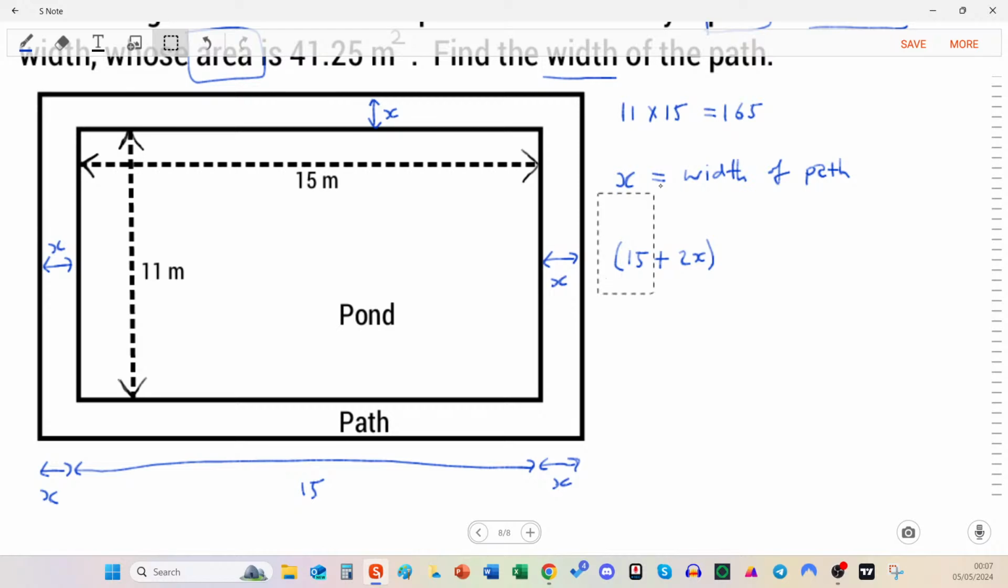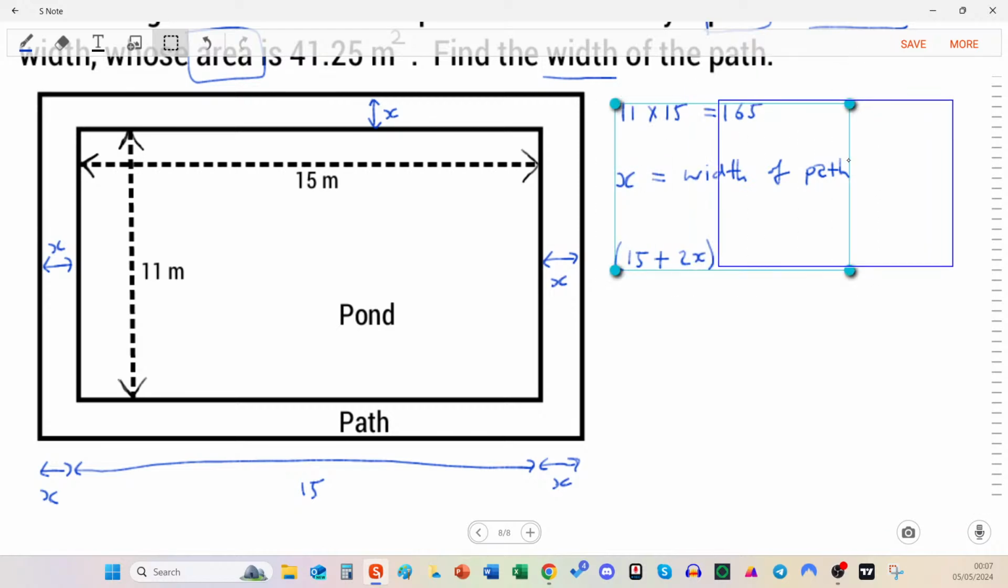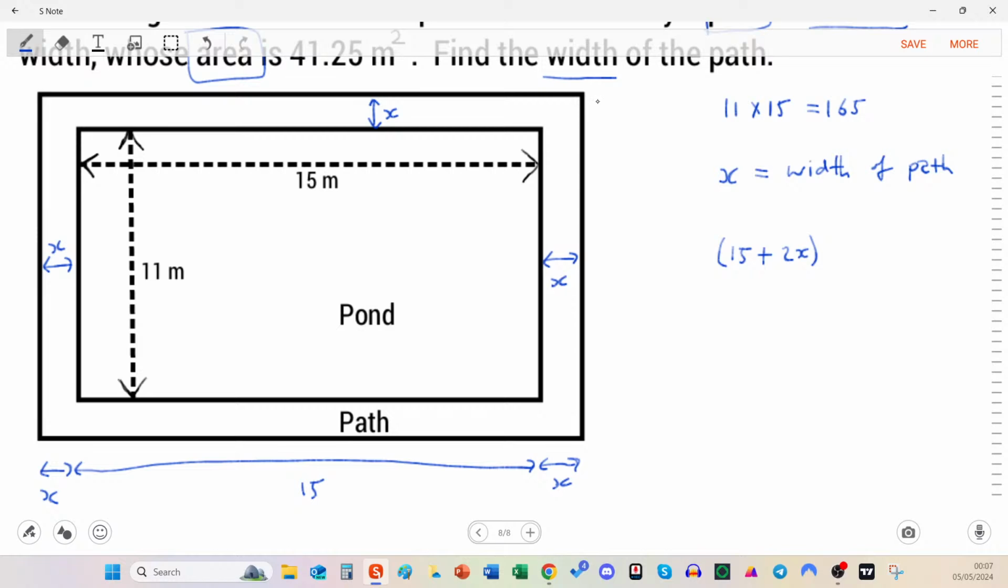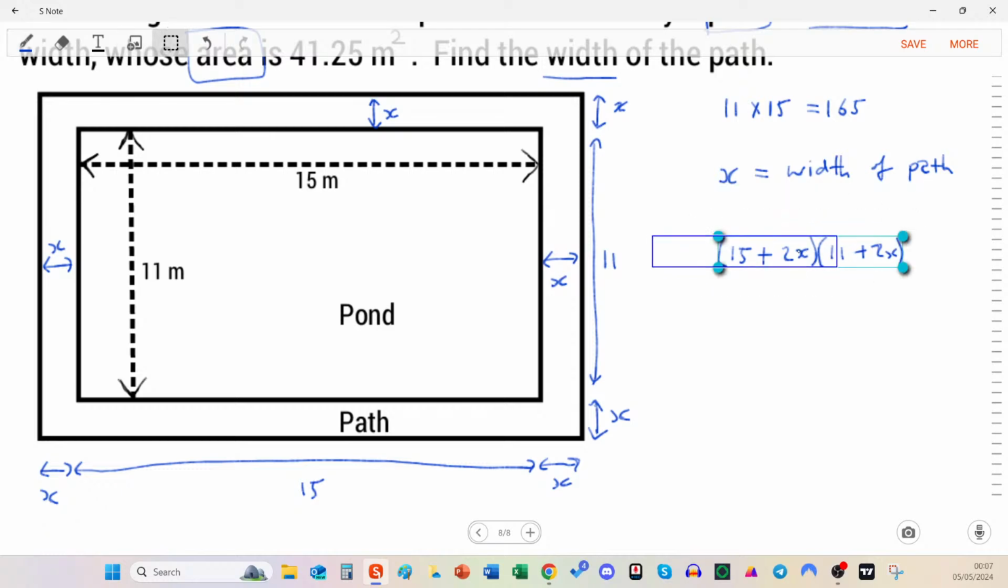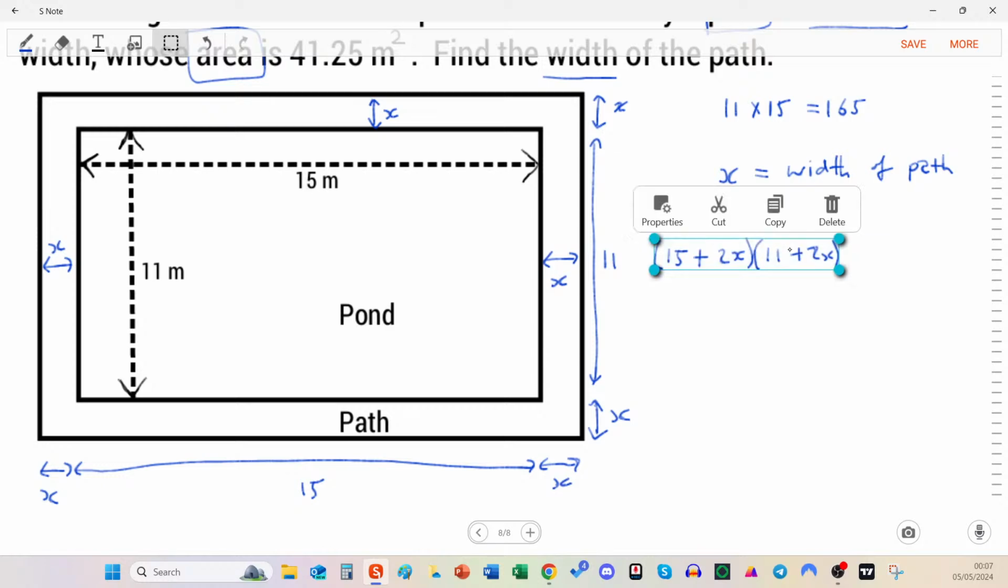And with a little bit of digital magic, we get space. This way is very similar. Got 2 x's, but instead of 15 we have 11. So the width will be 11 plus 2x. So that would be the area of the big rectangle. Agreed? I don't know what that is yet, but that's how I'd find it.